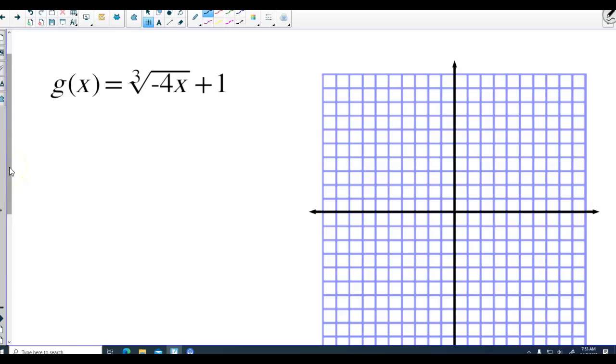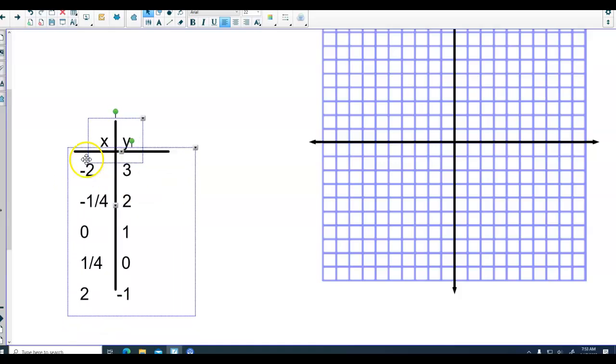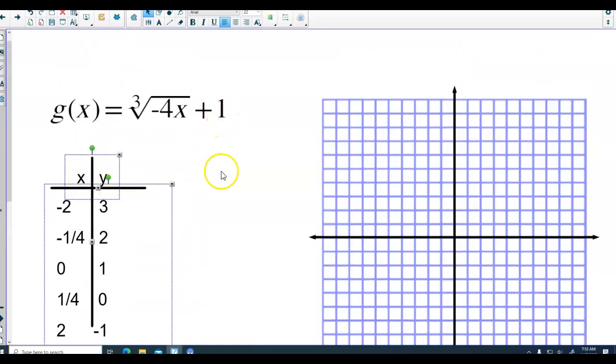So this graph of g of x is the cube root of -4x plus 1. So here we got a lot more going on. With the cube root, I want to try and get perfect cubes under the radical. So I'm no longer looking for 0, 1, 4, 9 under the radical. I'm really looking for 0, 1, 8, 27, maybe 64. I'm looking for perfect cubes to put under the radical. And that's how I determine my x's.